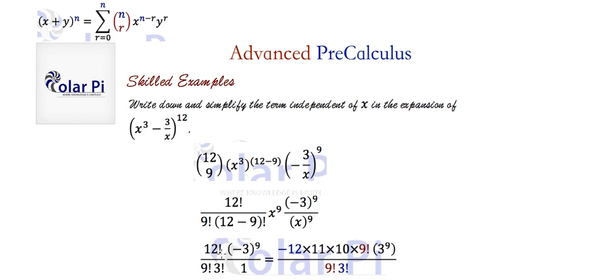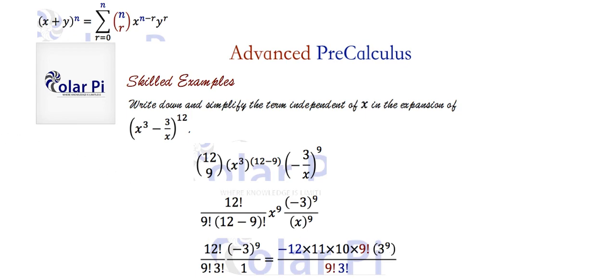Now, 12 factorial means 12 times 11 times 10 times 9 factorial. And we have a 9 factorial in the denominator, so it suits us to write 12 factorial in this fashion. Then 3 factorial here is 6, and the 12 in the numerator has a 6 in it. Specifically, this 12 is 2 times 6. Then I took the negative 3 to the 9th, and knowing that that will be a negative number, I put the negative in front here and just wrote a positive 3 to the 9th.